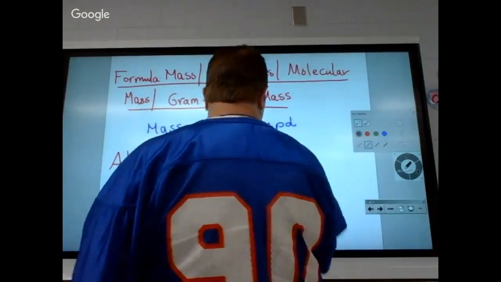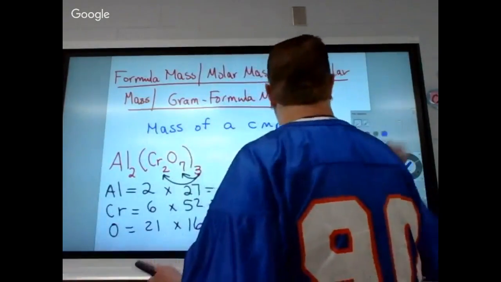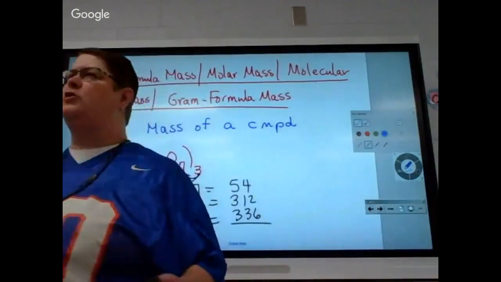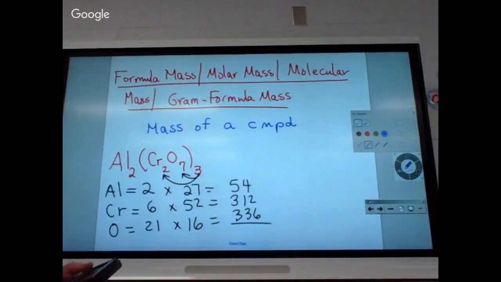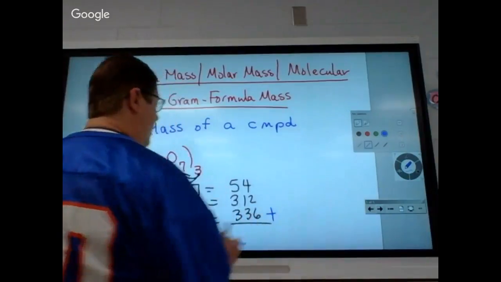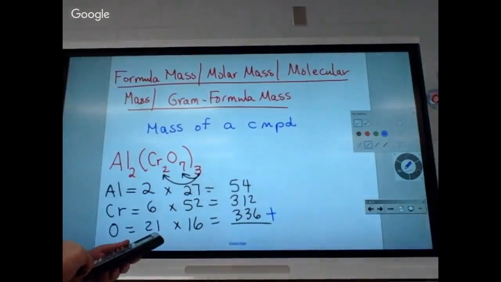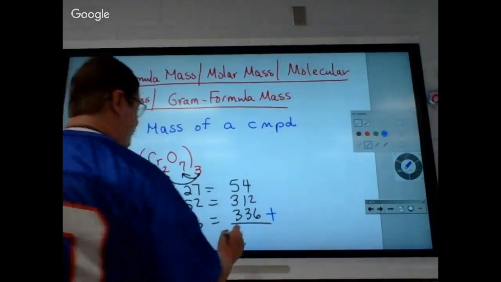Now, yesterday I just did this and I didn't really make sure everybody was with me. What do I do with those 3 numbers? Because I'm thinking it was Diamond who asked me this. You add them, okay? You take all 3 of those numbers and you add them up. So 336 plus 312 plus 54, and you get 702.